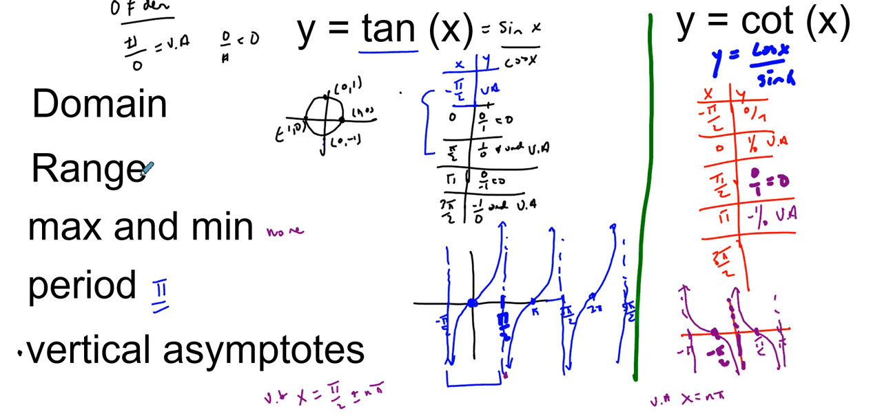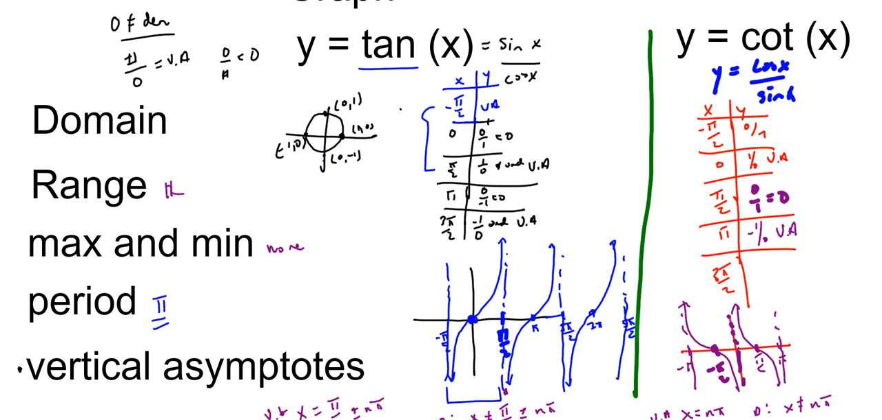The range here, well, for the tangent, the range is all real numbers, because you see that it goes all the way up and all the way down because of the vertical asymptotes. The domain is defined by the vertical asymptotes. So the domain for the tangent is all reals, except x can't be a vertical asymptote. So x can't equal pi over 2 or any multiple of that, pi over 2 plus n pi. The same thing for our domain here: x values cannot equal n pi.